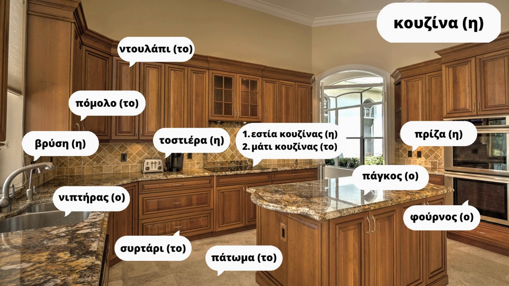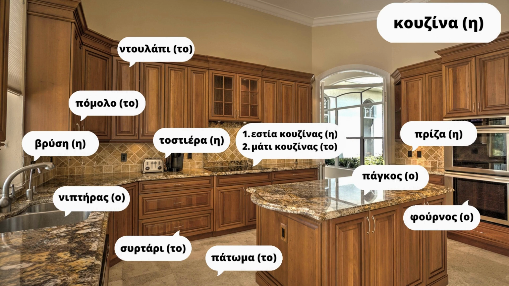The handle we grab to open the cabinet is called topomolo. The next word is ivrisi, with which we refer to the metal pipe from which water comes out and we wash our hands or our dishes. Ivrisi, it's a feminine gender. And the vessel into which the water flows is called o niptiras, masculine gender.